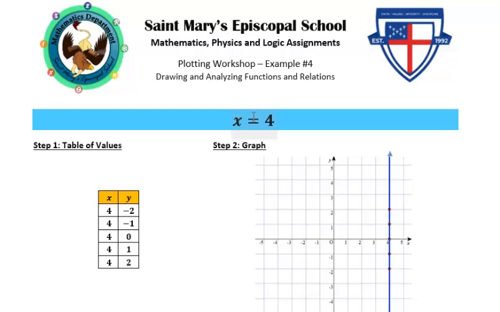Remember, it's not a function, this is just a relation. All of the functions are relations. Any drawing you might see is a relation, but in this case this is not a function, it's just a relation. Not all of the drawings are functions.